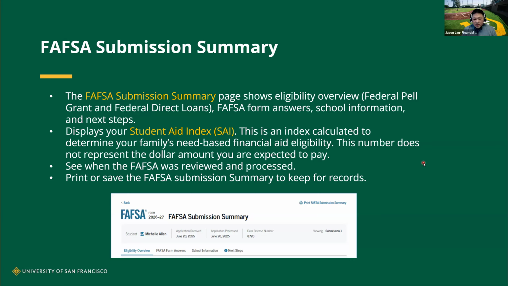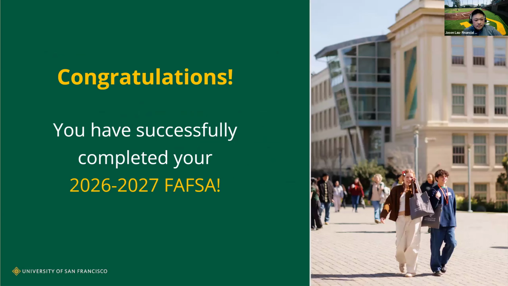You'll also be able to see when your FAFSA was reviewed and processed. Most FAFSAs, I think once you submit it, take about 1 to 3 days to process, which is actually pretty quick. So you'll get an email once that is done. You can also print or save a copy of this FAFSA submission summary for your records. However, you should also be able to access this whenever you log into your studentaid.gov account.